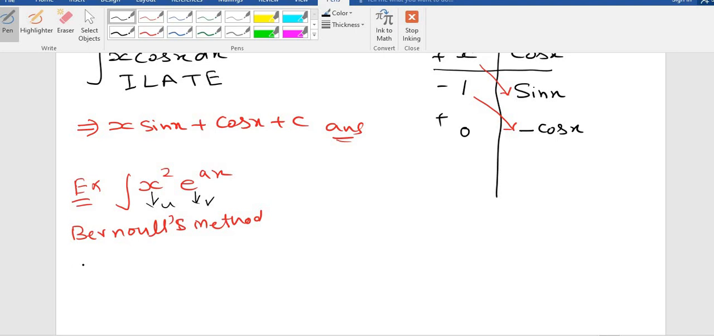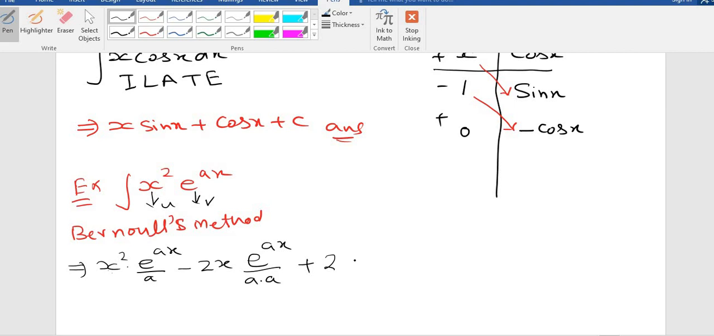So what do you have to do? For u, the first step is as it is. The integration of e power ax is e power ax divided by a, plus minus, and now the differentiation of this: the differentiation of x square is 2x, and again the integration of this part, e power ax divided by a multiplied by a, plus minus, then write here plus the differentiation of 2x, which is 2.